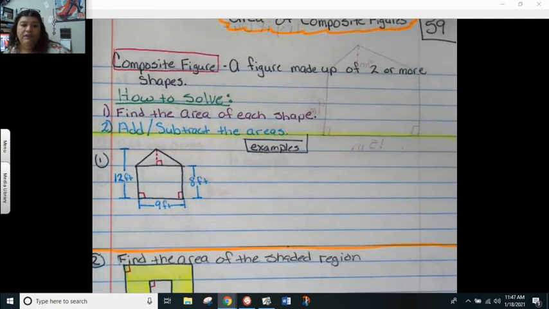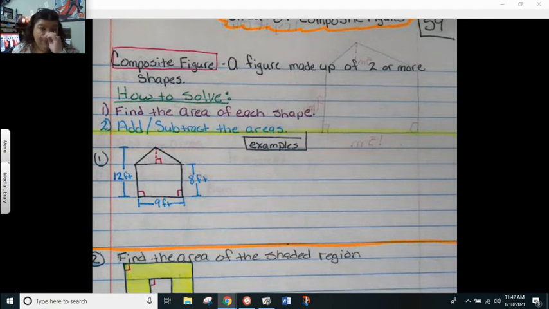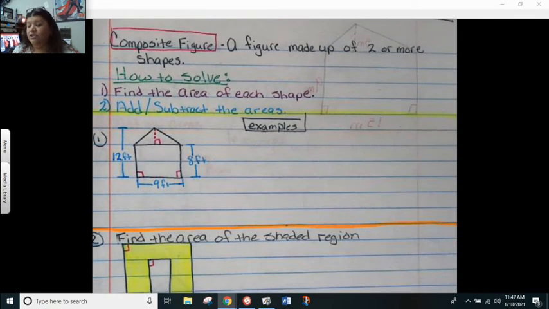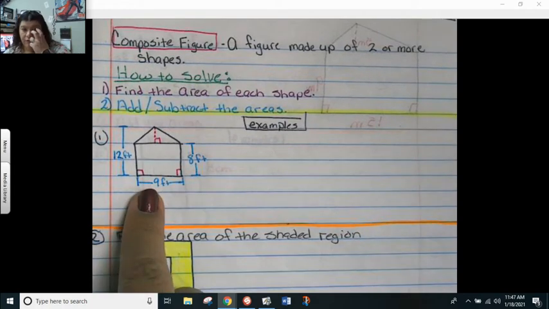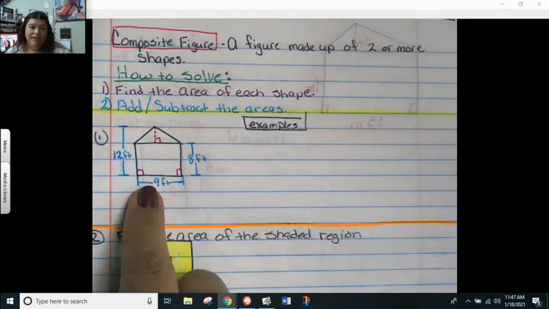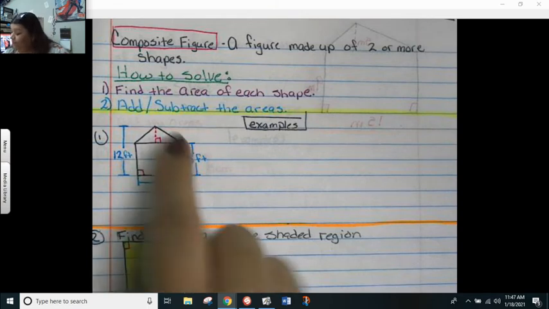All right, so composite figures, like I said, are figures made up of two or more shapes, okay? And of course, they're going to be shapes that we know the formulas for. That's one of the most important things there. Now, how to solve them? You're going to find the area of each shape that is given, okay? I'm going to show you some examples here. And then we're going to either add or subtract the areas depending on what the picture looks like and what they're asking for, okay?